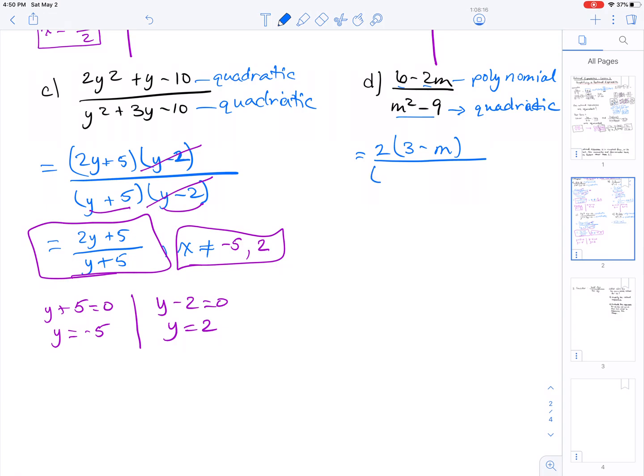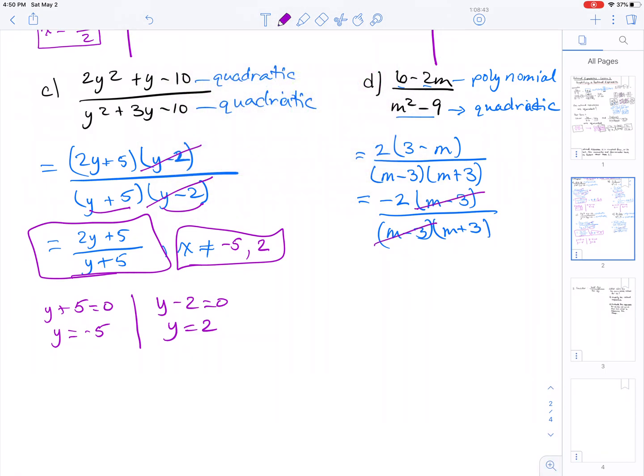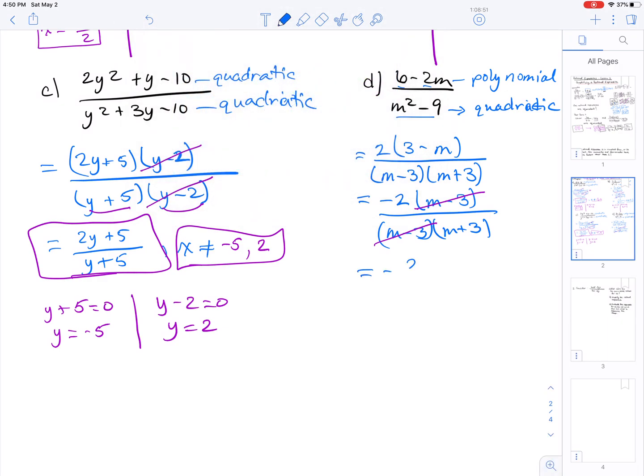It's a perfect square. M minus 3, m plus 3. M minus 3 and 3 minus m. I'm going to take out a minus 1. So my 2 becomes a minus 2. Then I can change that to m minus 3 divided by m minus 3 and m plus 3. So now there's my 1. M minus 3 over m minus 3 is the equivalent of 1, so I can take those out. So my simplest form is minus 2 divided by m plus 3.